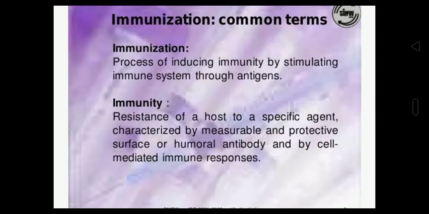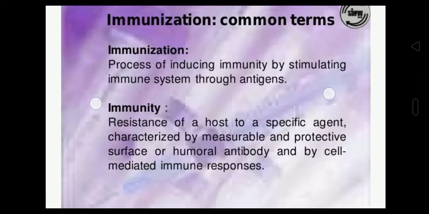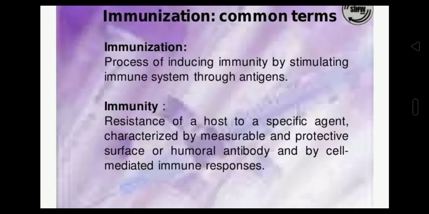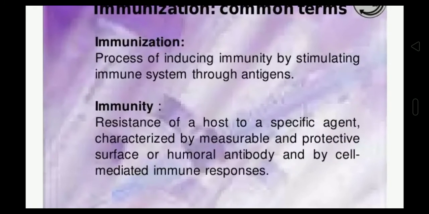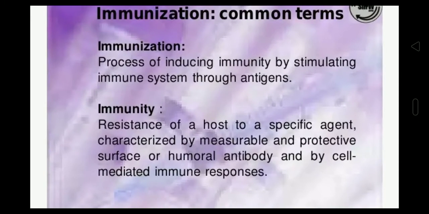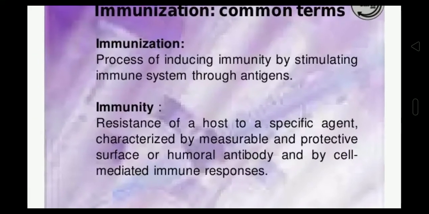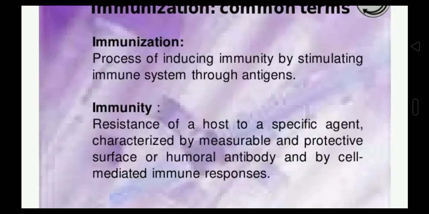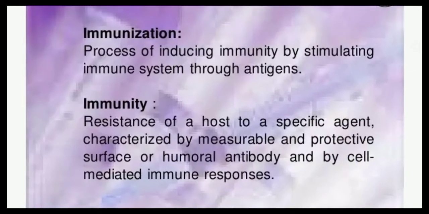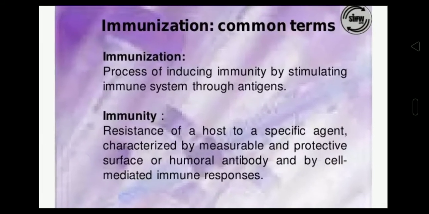Now let's know something about immunity. Immunization is basically the process of inducing immunity by stimulating the immune system through antigens. Same concept here, guys. And now let's see immunity. It is the resistance of a host to a specific agent, characterized by measurable and protective surface or humoral antibody and by cell-mediated immune response. So it is basically the ability of resisting the antigenic effect in the body. So this was the basic concept here.